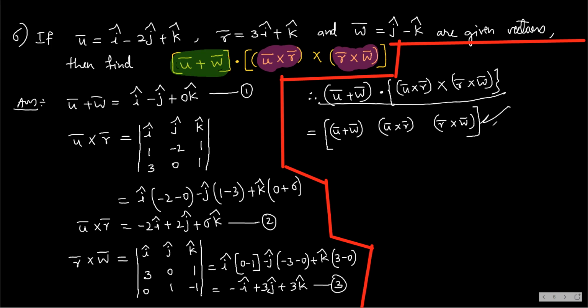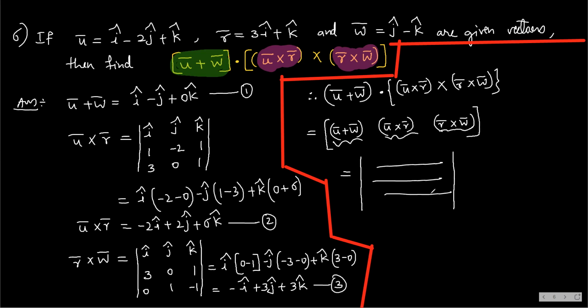This is nothing but the scalar triple product, which is equal to the determinant. I have already found these three vectors. So I'll write the coefficients of i cap, j cap, k cap of these three vectors here. So u bar plus w bar, what is it? It is 1, minus 1, 0. U bar cross r bar is minus 2, 2, 6. And this is minus 1, 3, 3.